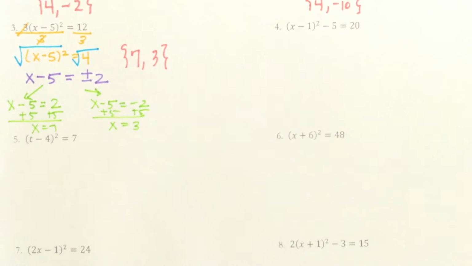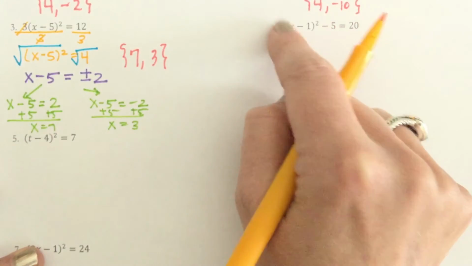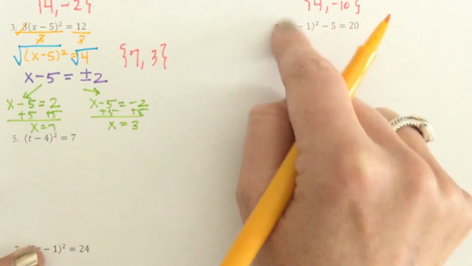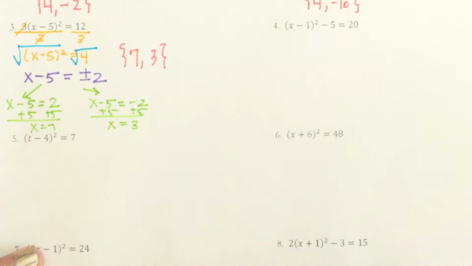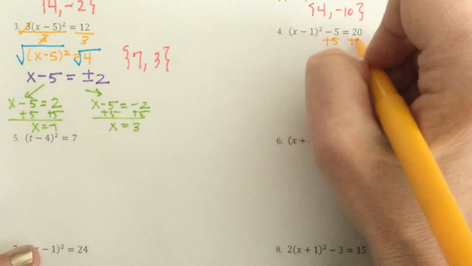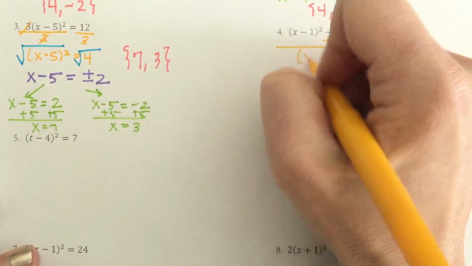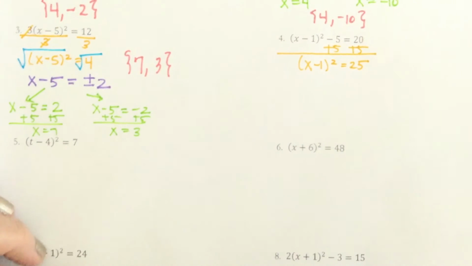All right, in question number 4, we need to isolate that parenthesis because that's where our variable is. So we need to get rid of that 5. I cannot come through and square root until the squared term is by itself. And in this case, the entire parentheses is being squared, so we need to get it by itself. So we're going to come through and we're going to add 5 on both sides to get that x minus 1 squared is equal to 25.